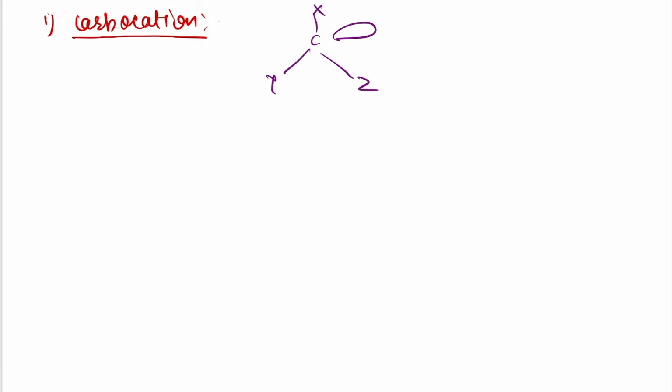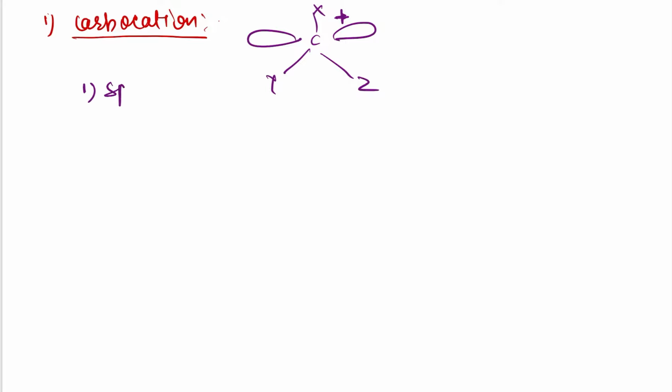First, talk about carbocation. What is a carbocation? Carbon having a cation, like a carbon having three atoms attached to it, X, Y, and Z, and it has empty p orbital because we have removed one hydrogen from it.